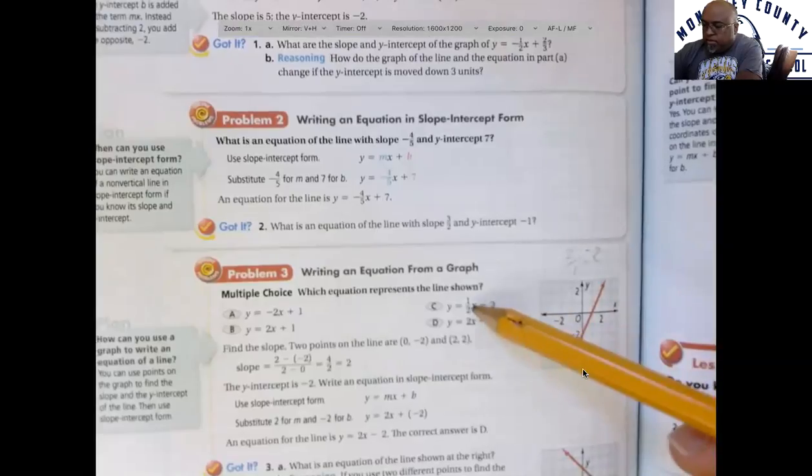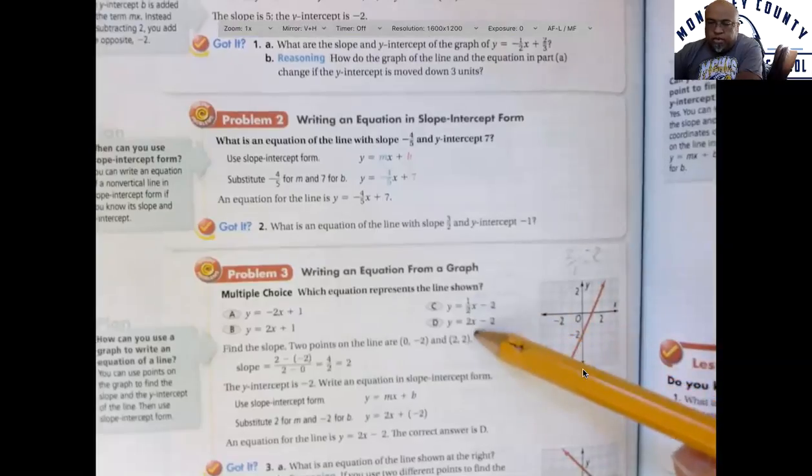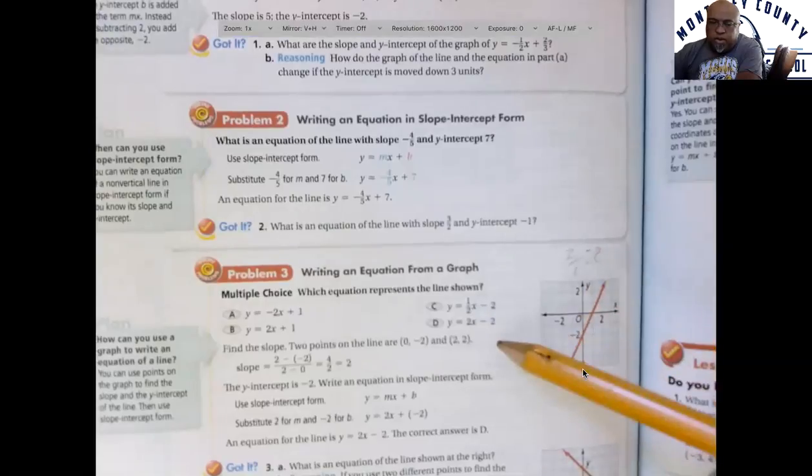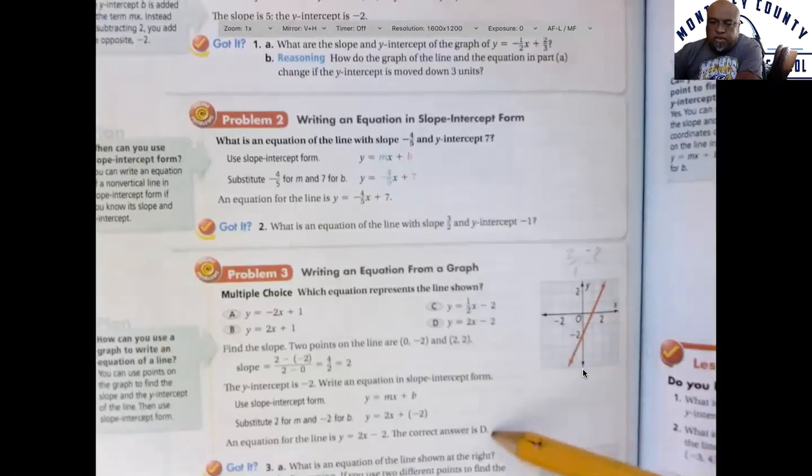So I have the slope here is either 1/2 x or 2x. Well, I just figured out from looking at the graph that my slope is 2, so it has to be d. And if you look down, you'll see d is the correct answer.